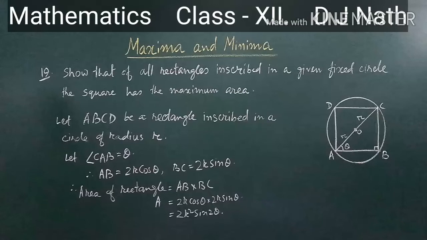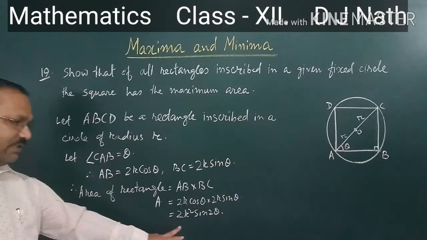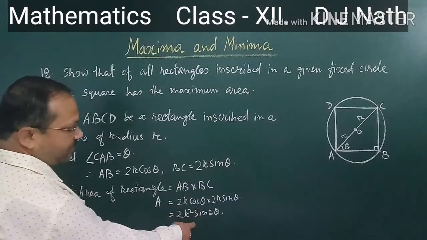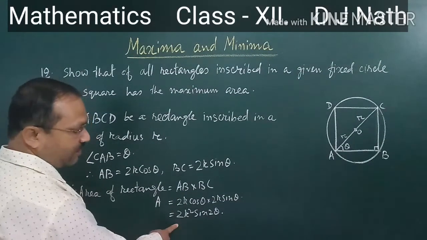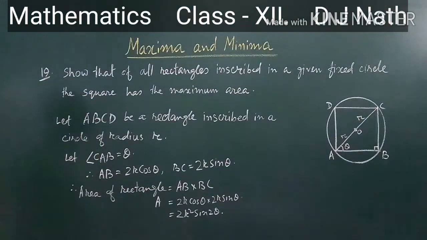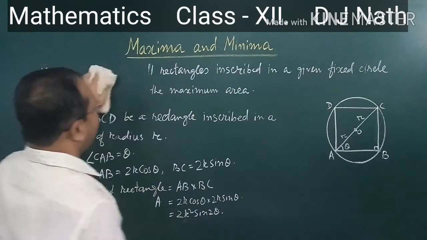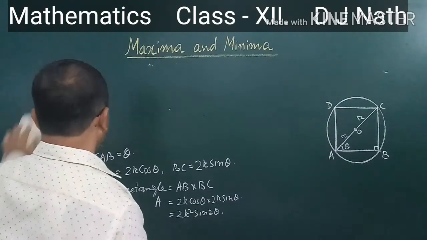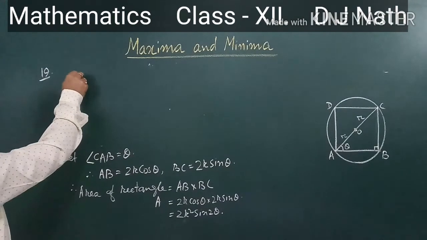So what do we have to do? We have got A as this one. We will do the differentiation. So differentiation with respect to which variable? Because r is constant, we have to differentiate with respect to theta. Okay? So differentiating with respect to theta.